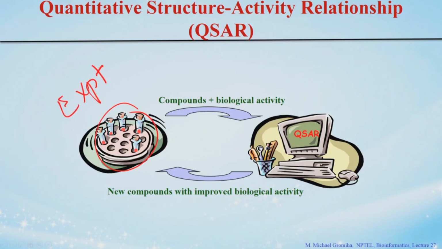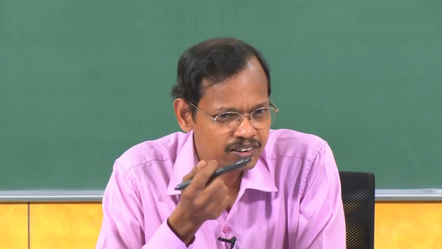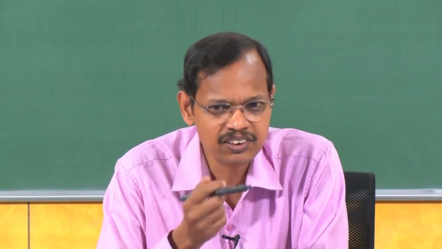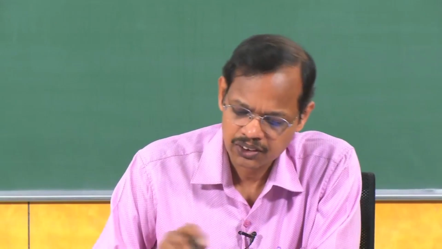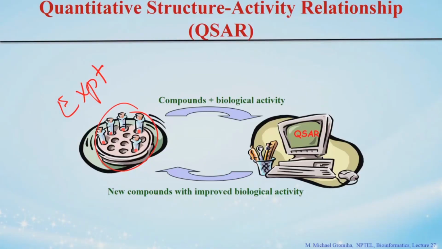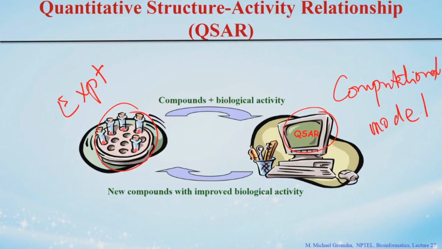We use this information, the binding affinity or the inhibitory constant, and see whether these experimental data are related with any of the properties of the particular compounds. If they could be related, then we develop some models computationally. Here, this is the computational model. We fit the data, then we try to use the model to identify new compounds, and the new compounds again go back to the experiments for verification.